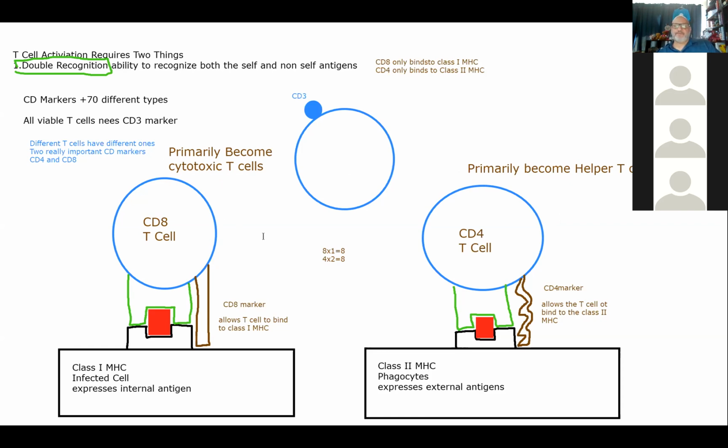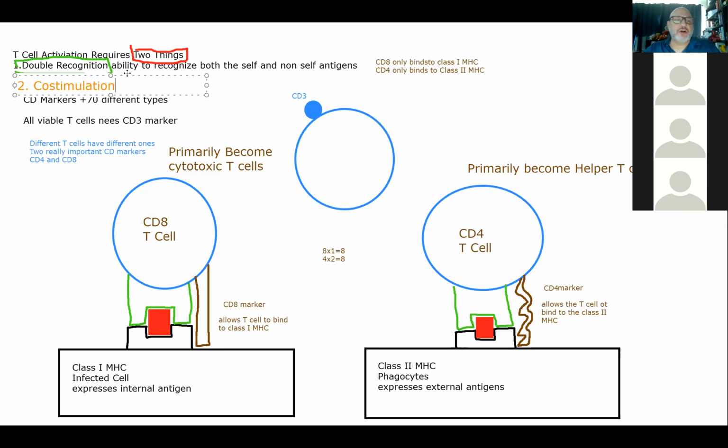Questions on that? This doesn't make sense. It's just about to get worse. So make sure you understand this. But remember, I said there are two things that need to happen to activate a T cell. And so the second thing that needs to happen, what color haven't I used yet? Orange. The second thing that needs to happen is what we call a co-stimulation.